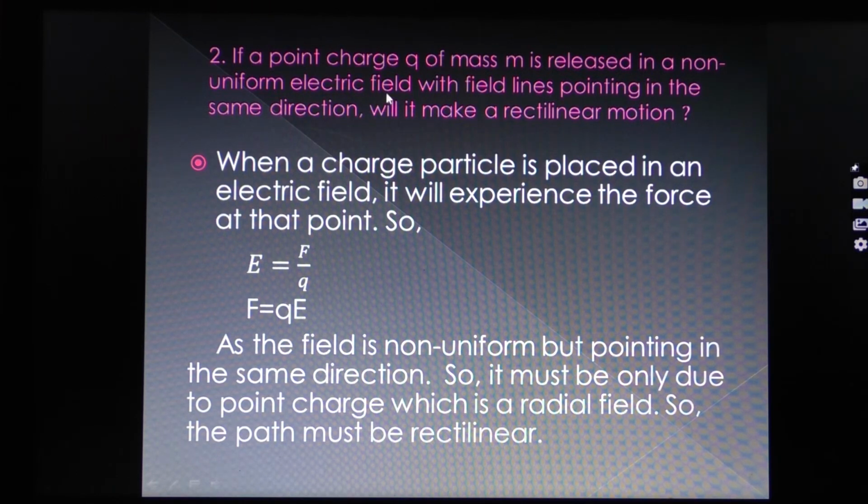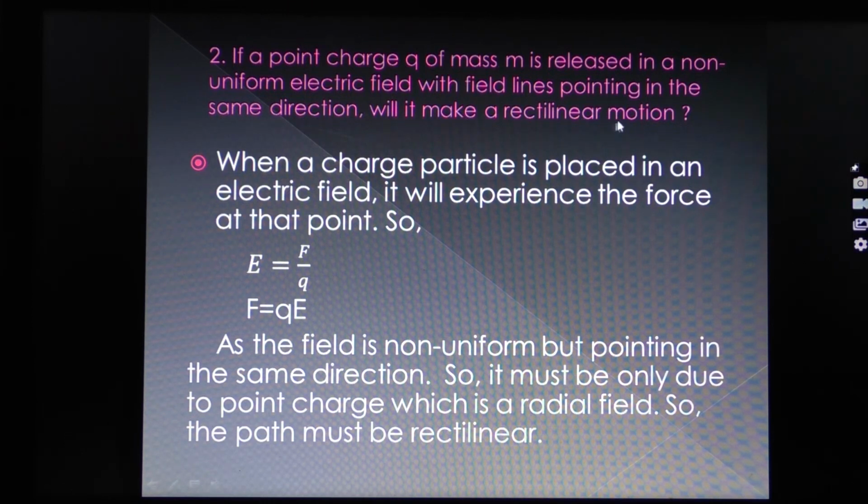First of all, you must know what is a non-uniform electric field. I told you, yes. It is that field where the lines of force are not the same. All right, they are not parallel. Maybe when you move along the field, the distance between the lines increases, or it may decrease. They don't remain the same. So in such a non-uniform electric field, you are releasing a charge. Its mass is given by m.